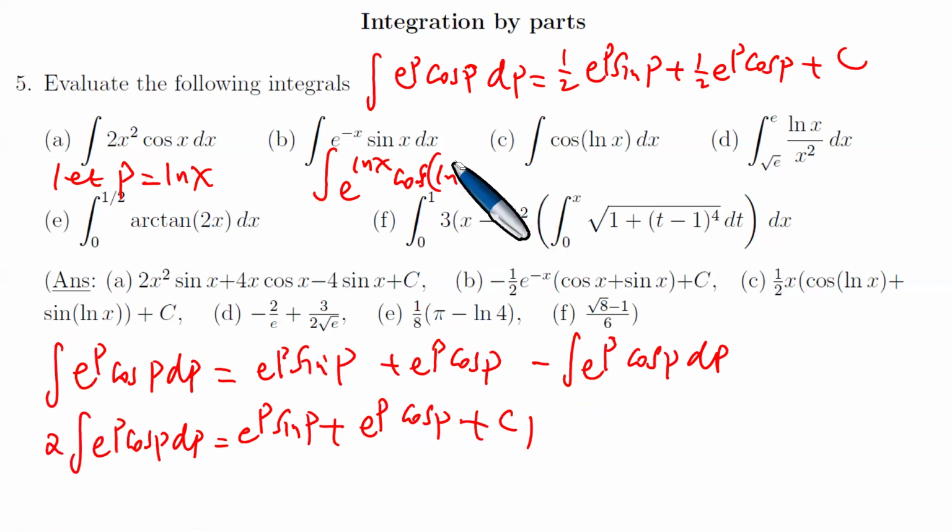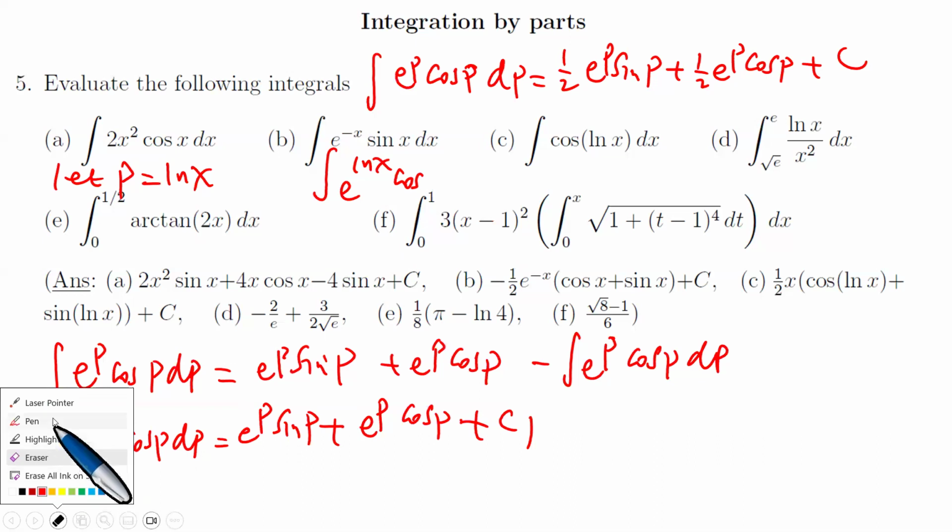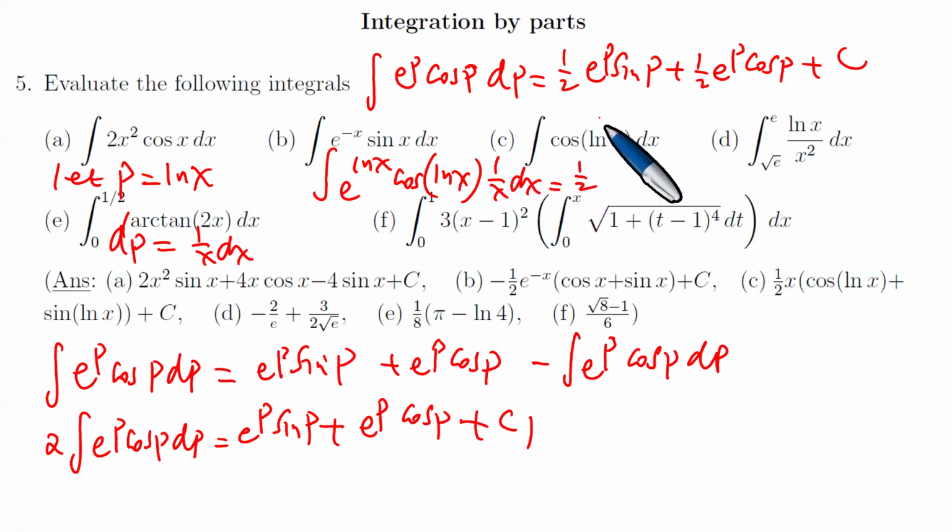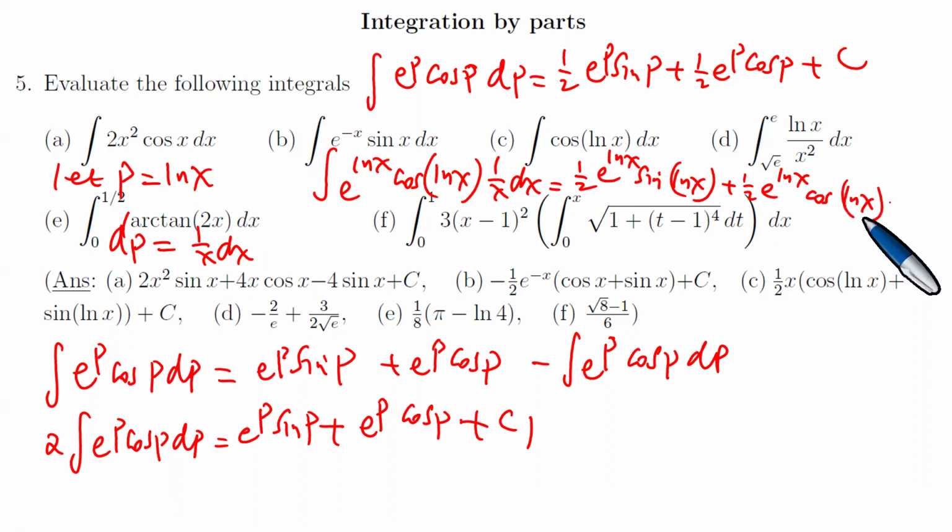ln x dx, which is exactly cosine ln x, excuse me, dx. Okay, what is dp? Remember that when you said let p be that, our dp is 1 over x dx. So the result is 1/2 e to the power p, where p is ln x, times the sine of ln x, plus 1/2 e to the ln x, cosine of ln x, plus c.